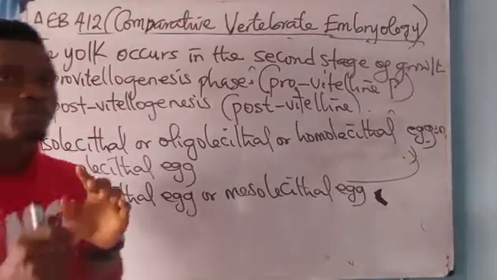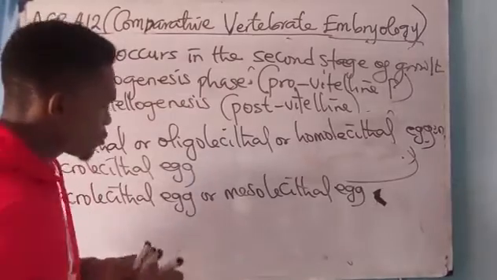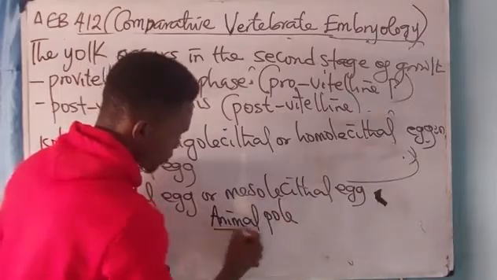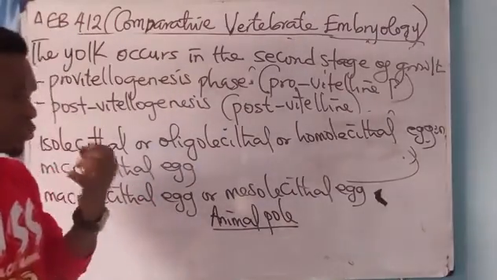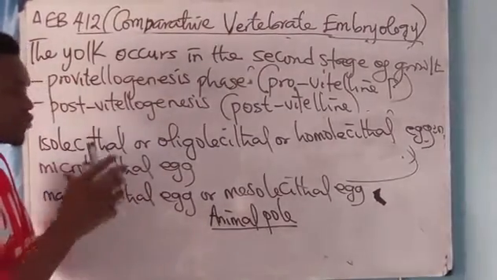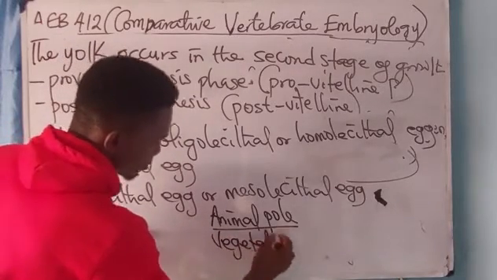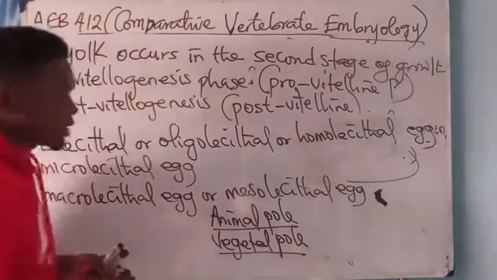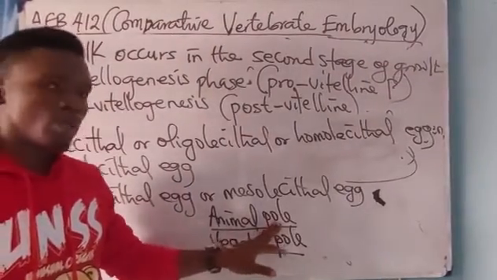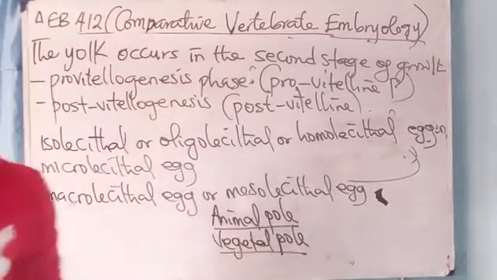Please take note, the part of the egg that has little quantity of yolk is called what? The animal pole. Animal pole. But the part of the egg that has numerous yolk is called what? Vegetal pole. Take note of that. Now, the part of the egg that has little quantity of yolk in it is called animal pole, while the one that has a lot of yolks in it is called what? Vegetal pole. Take note of that.